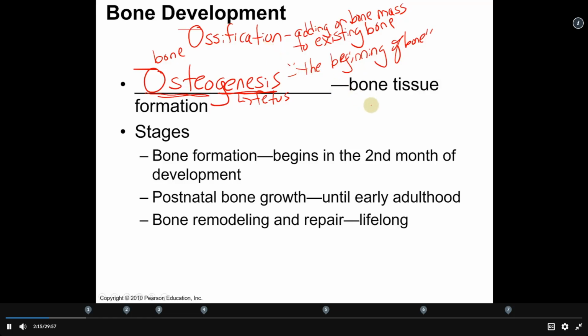Now, again, bone formation, osteogenesis, begins in the 2nd month of development. So the fetus is about 8 weeks old. It's already got a complete skeleton, but for the most part, it's made of hyaline cartilage. And this bone formation continues in the fetus and goes on into early adulthood. After adulthood, when our bones have stopped growing, they continue to remodel and repair through our entire life, especially if we get a break or a fracture.